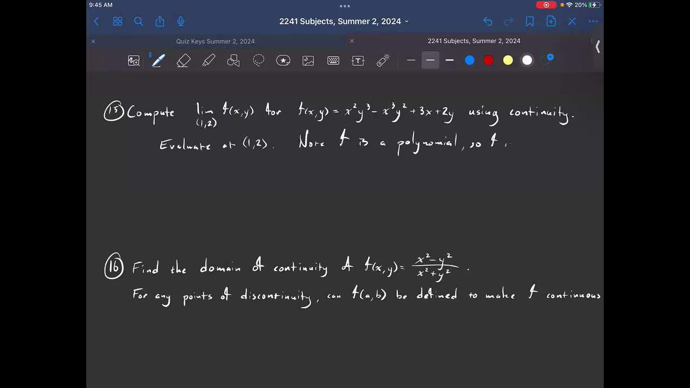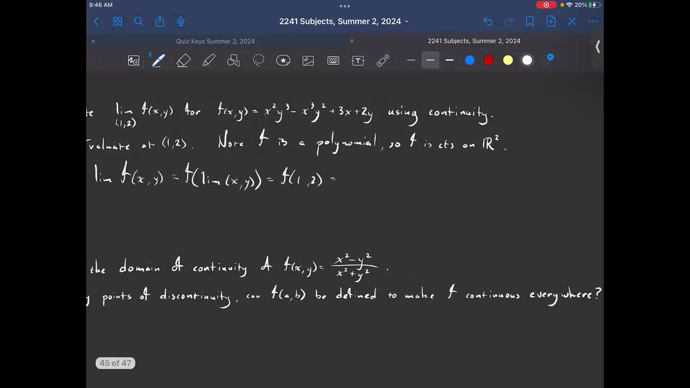So f is continuous everywhere. There's no values of x and y I can plug in to get 1 over 0 or the square root or log issues. So f is just continuous everywhere. All right, so that means that the limit of f of x, y is equal to f of the limit of x, y. And that just means that this is f of 1, 2.